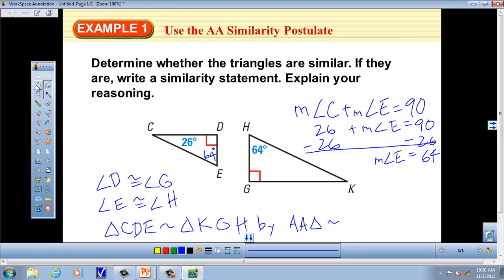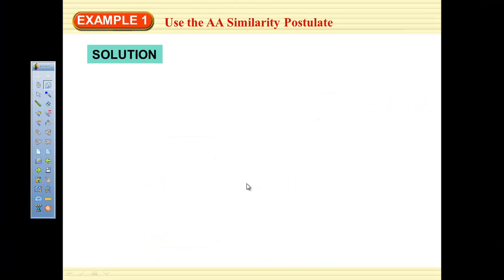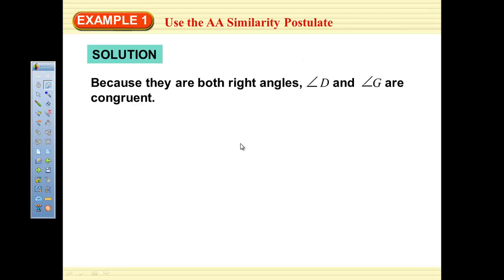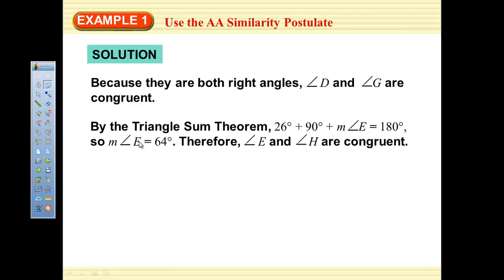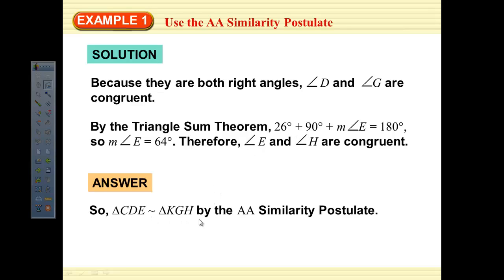Okay? So again, we know the right angles are congruent, and they did angle E and angle H congruent. Therefore, the two triangles are similar by angle-angle similarity.